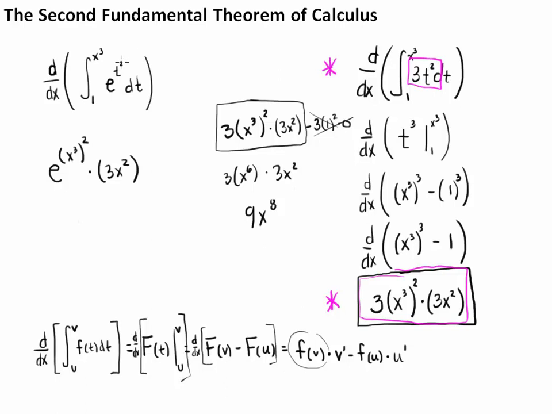So same thing over here. You can tell that I plugged x cubed in for t squared times the derivative of my bound, 3x squared, and since my bottom bound is a constant, I know I'm just going to be subtracting 0 and giving me my final answer.